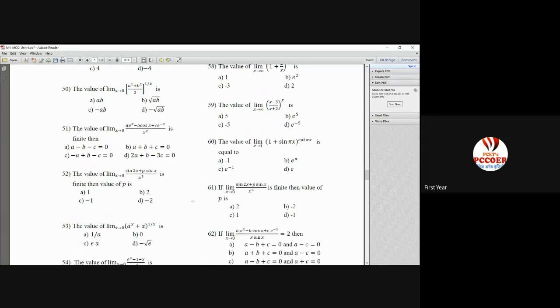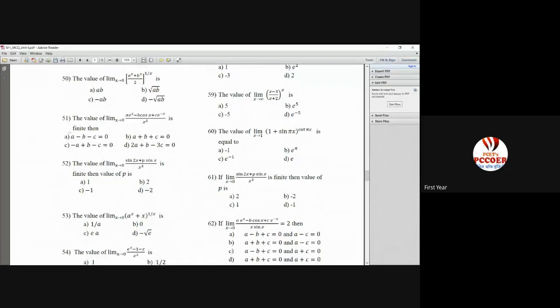Correct. Just see now. Question number 51. The value of the limit is finite. Then which of them is correct? This type of question can definitely be there. When you put x is equal to 0, what will you get at that time?